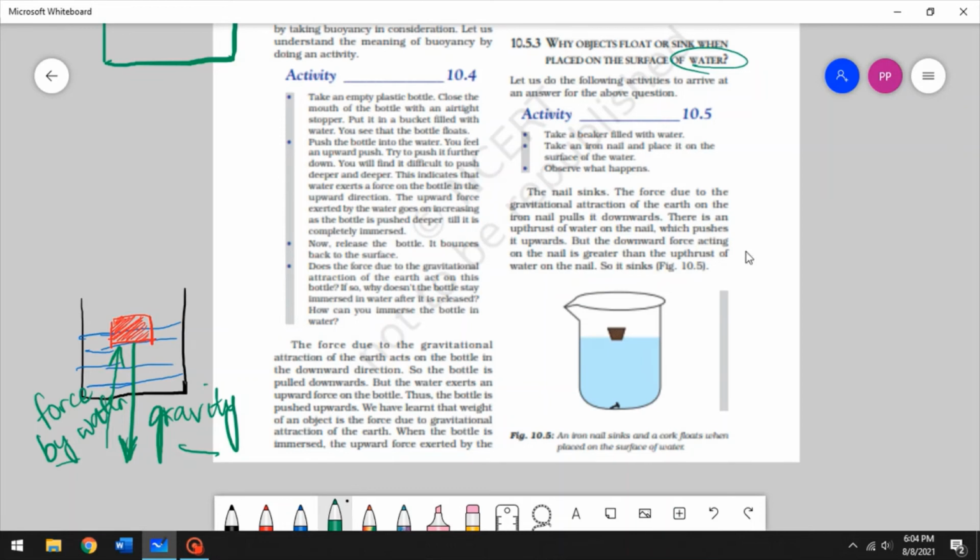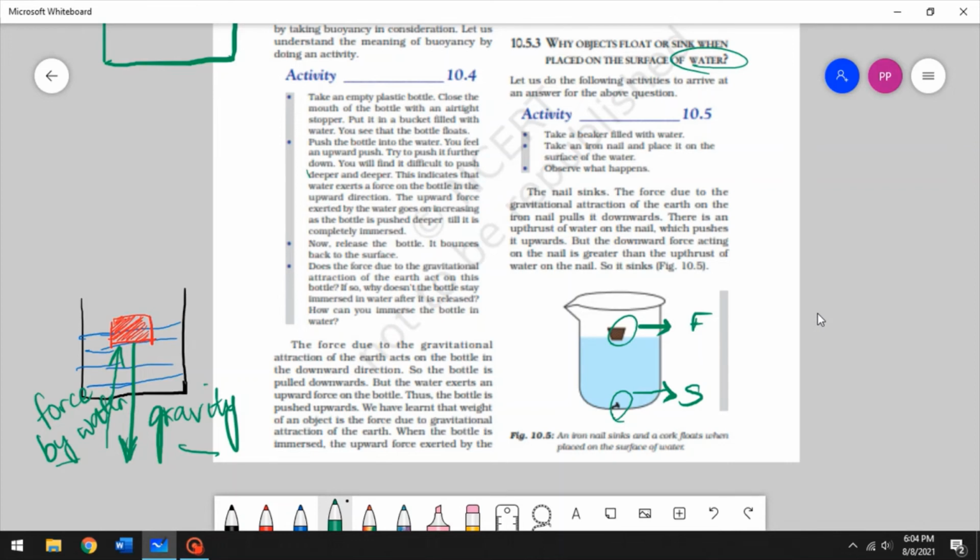We have an activity in which you need to take a piece of wood cork and a nail, and drop them both in water. The cork floats, the nail sinks, right? This is sink, this is float. Why do the objects either float or sink? If they're floating, how come they're floating? And if they're sinking, how come they're sinking? That's the question that we're supposed to ask ourselves.